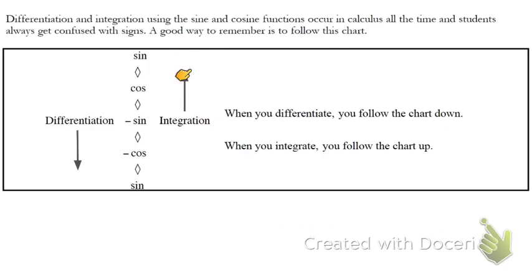I have this chart up in the classroom. So again, when we derive or find the derivative, we go down the chart. So the derivative of sine is cosine, the derivative of cosine is negative sine, derivative of negative sine is negative cosine, etc., etc. And then the integrals would be going up the chart. So you can use that to help you as you're figuring out problems.